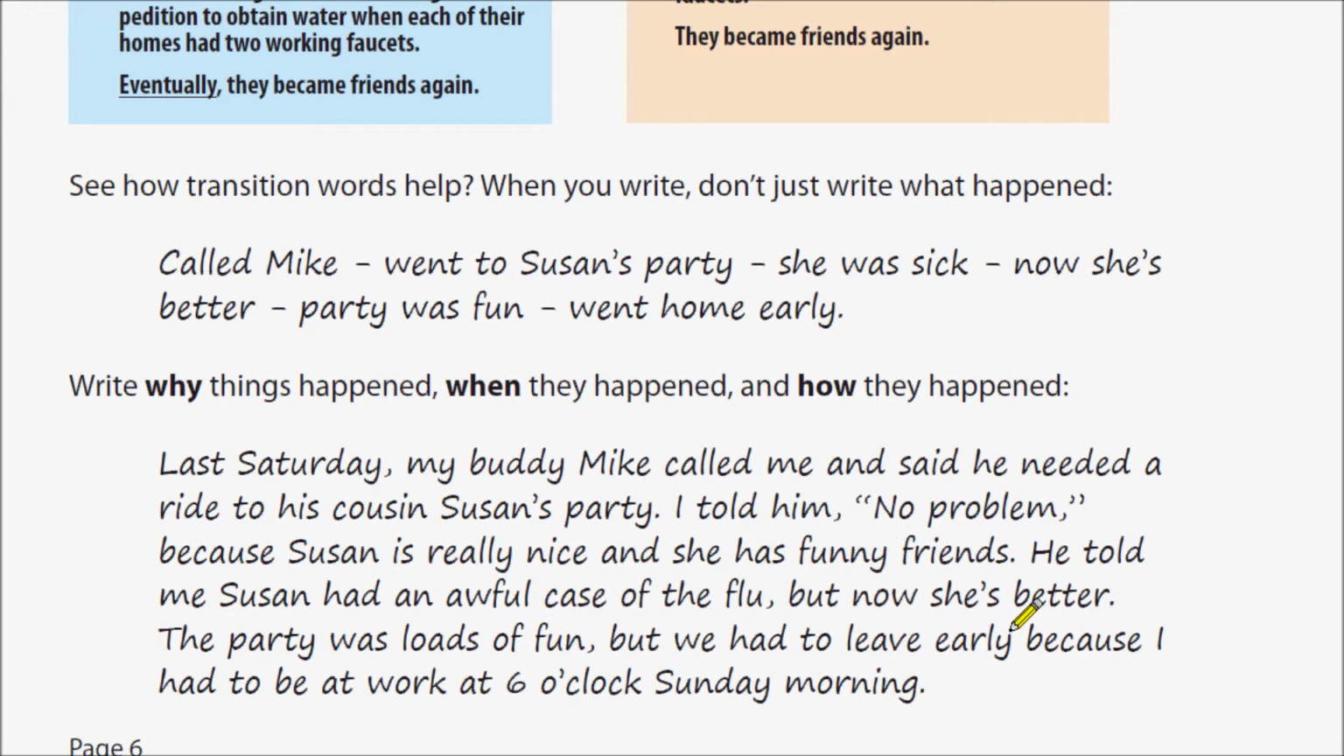Sure, you're writing more, but it just makes it a lot more interesting, and you understand now the relationship between she was sick and now she's better. It just gives you more information. She was sick. What does that mean? She was sick with the flu. See, so you add more information to make it flow. And the way to get better at this is to just do it.